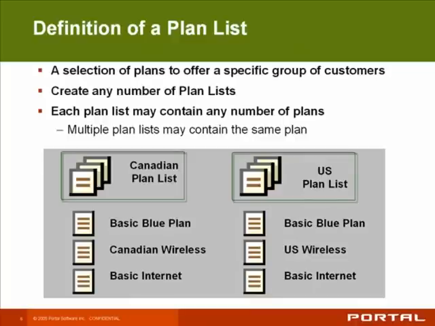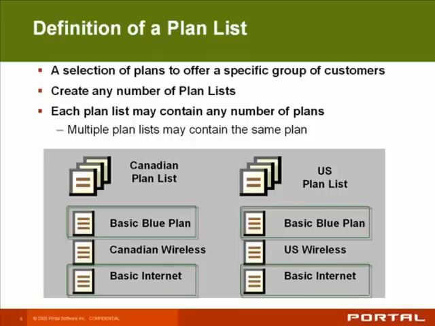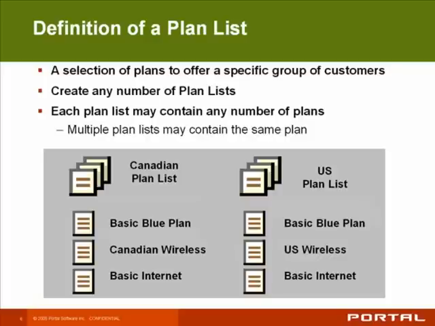Looking at this diagram, we see that there are two plan lists displayed. The Canadian plan list has been created for customers living in Canada and contains three plans: the Basic Blue Plan, the Canadian Wireless Plan, and the Basic Internet Plan. The U.S. plan list is for customers living in the U.S. and also contains three plans: the Basic Blue Plan, the U.S. Wireless Plan, and the Basic Internet Plan. The interesting thing to note here is that both plan lists share some of the same plans. Let's take a look at the attributes of a plan list.